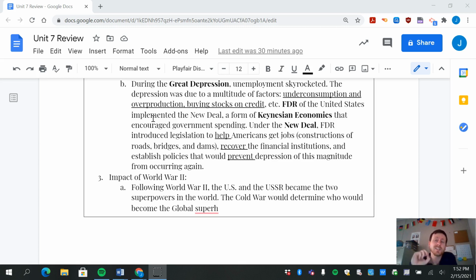The second thing is that he needed to recover the financial institutions, because banks in the United States were pretty rare after the stock market crash. About 26 states did not have a single bank because they had all gone out of business. And then lastly, he wanted to make sure that he put things in place that would prevent this kind of depression from happening again.